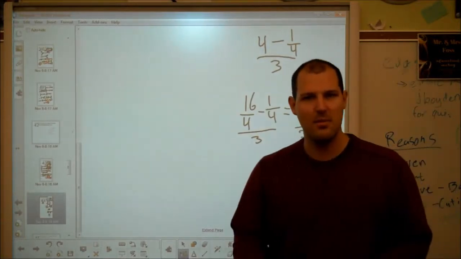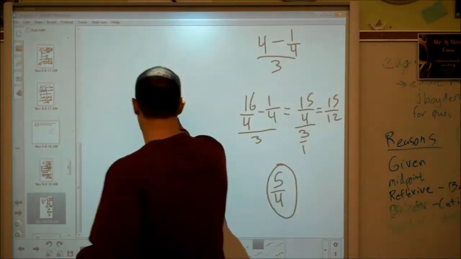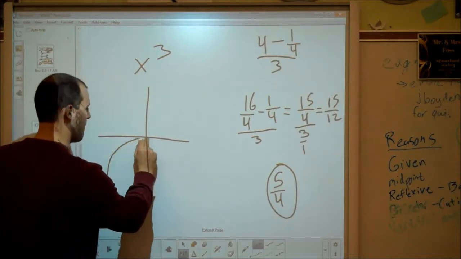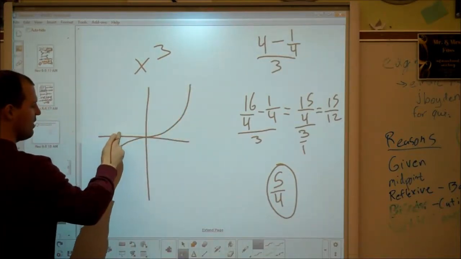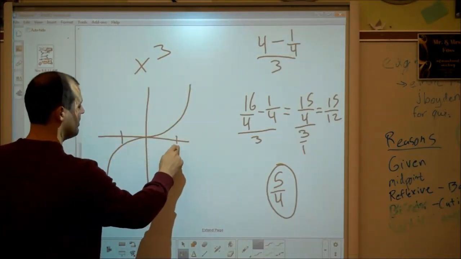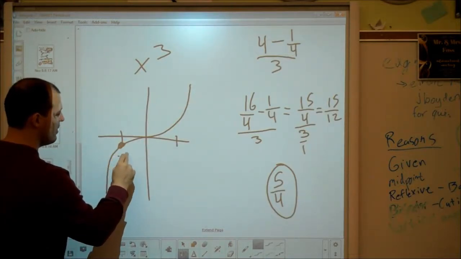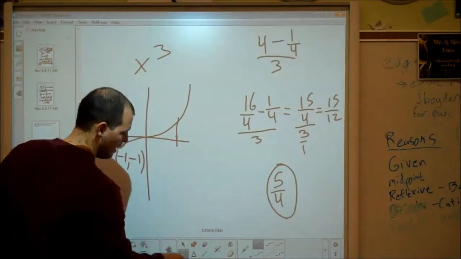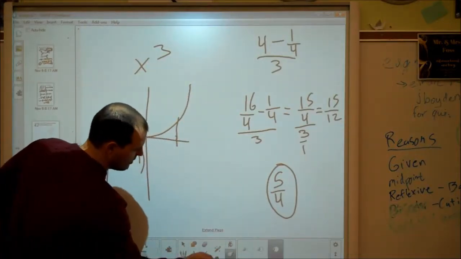Now let's double check what that means in context and see if that's surprising or not. The function x cubed, we know looks like this. And we went from -1 to 2. That's the point, -1, -1. And up here, let me redraw that. Let me get it to scale a little bit better.